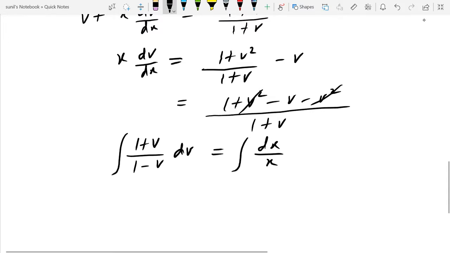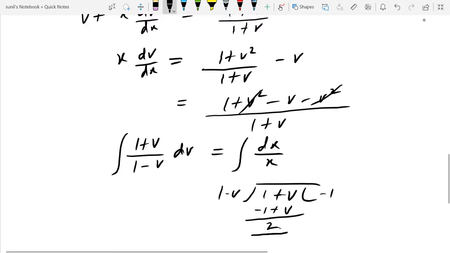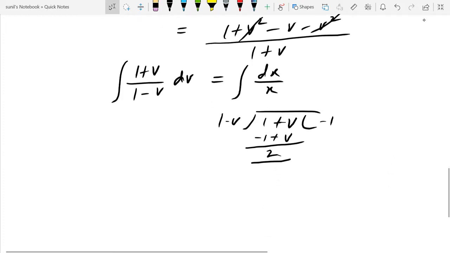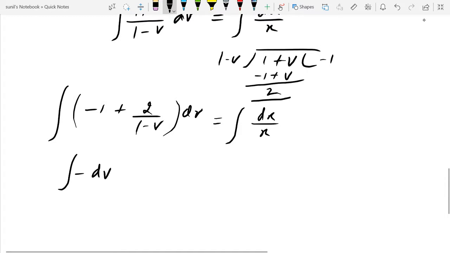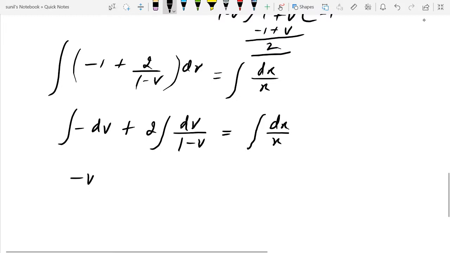Now we know that the degree of the numerator and denominator are equal, so we divide. 1 plus v is divided by 1 minus v. It will give a quotient of minus 1, so minus 1 plus v, so the remainder is 2. So one can write this as, first we write the quotient part plus the remainder, and integrate this with respect to v, and on the left hand side this. Now integration of this is minus dv plus 2 outside, dv upon 1 minus v, equal to dx by x. Its integration is minus v plus 2 into log mod of 1 minus v.